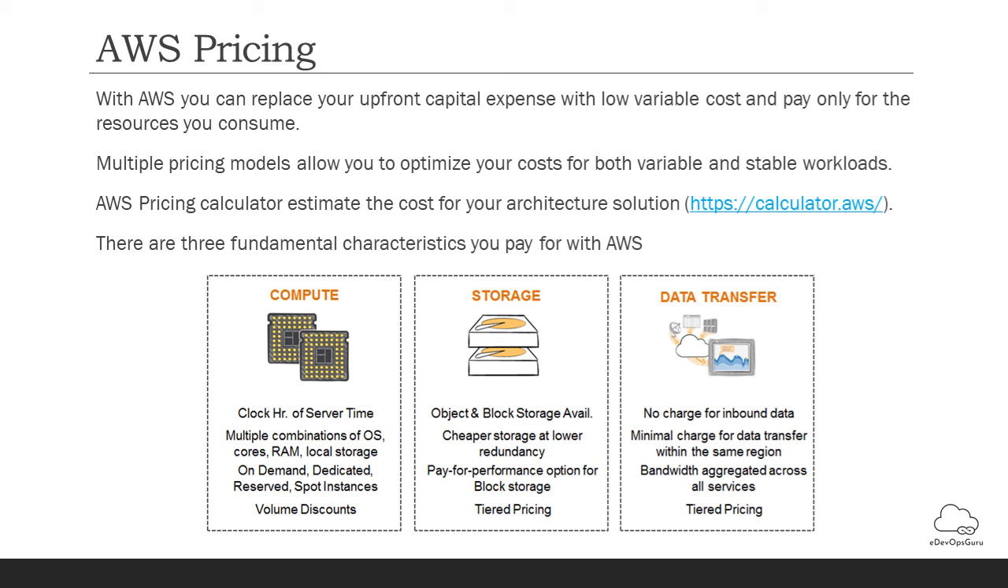Then for storage, there are different categories of storage types.